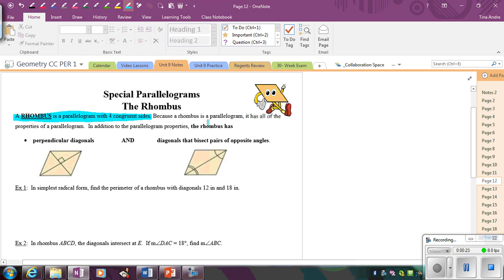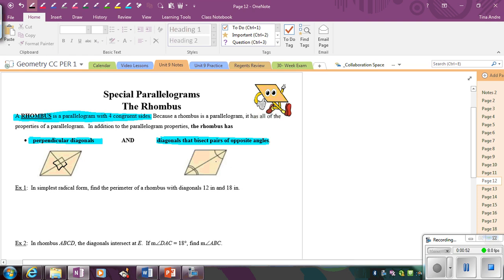But in addition to those parallelogram properties, we also have two new properties: a rhombus has perpendicular diagonals and diagonals that bisect the opposite angles. So when you look at this picture here, the diagonals of this rhombus, all four of these angles are going to be right angles because those are going to be perpendicular. And the diagonals are bisecting the opposite angles, meaning these two parts are congruent.